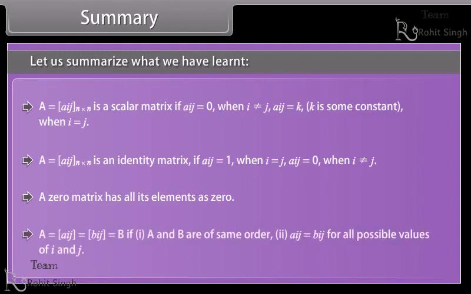A is equal to Aij is equal to B is equal to Bij if A and B are of the same order and Aij is equal to Bij for all possible values of i and j.